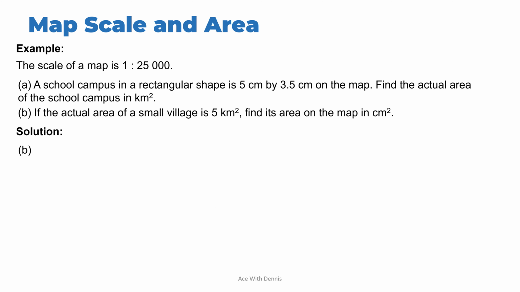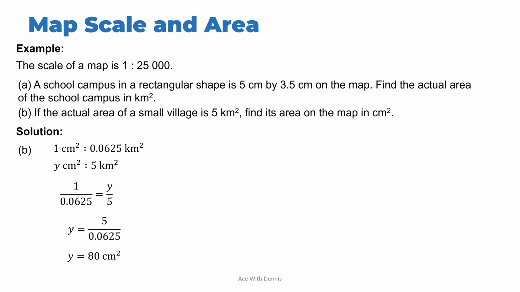For B, as we know, the ratio of the area is 1 centimeter square is to 0.0625 kilometers square. Hence, y centimeters square is to 5 kilometers square. To get the value of y, it is 1 over 0.0625 equals y over 5. Y will be 5 divided by 0.0625, which is 80 centimeters square.